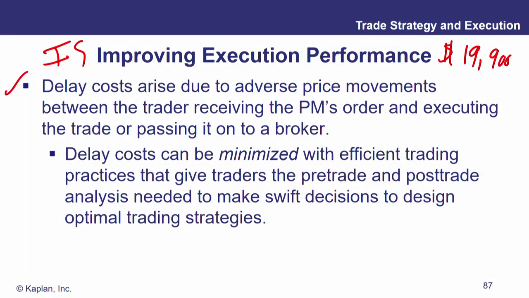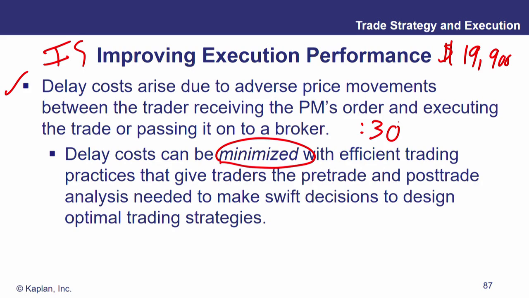Well, remember the first component we looked at was the delay cost. This is basically the cost due to adverse price movements between when the trader received the PM's order and then executing that trade or passing it to a broker. So how can we minimize this? Remember, it was 30 minutes between when the portfolio manager placed the trade versus when they actually traded. So what can we do?